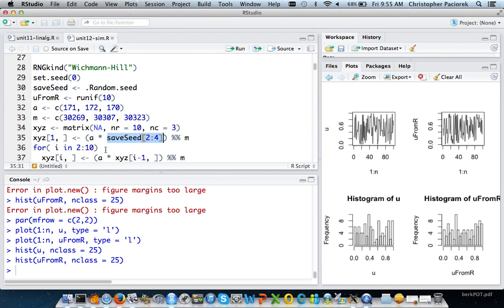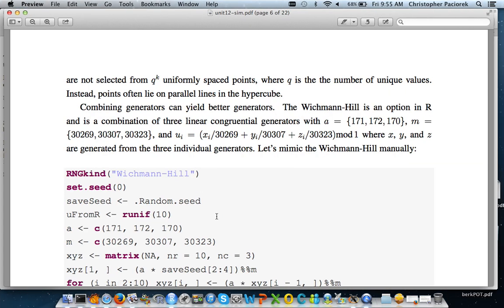So it turns out the random number seed in R is a vector. The first number determines what kind of generator I'm using. And then the remaining numbers basically tell me where I am in this sequence, in the cycle. Well, with Wichmann-Hill, what we saw was that I basically have these 3 different generators. So what do I need to know about where I am in the sequence? Well, I basically need to know the x value, the y value, and the z value, and that tells me where I am.